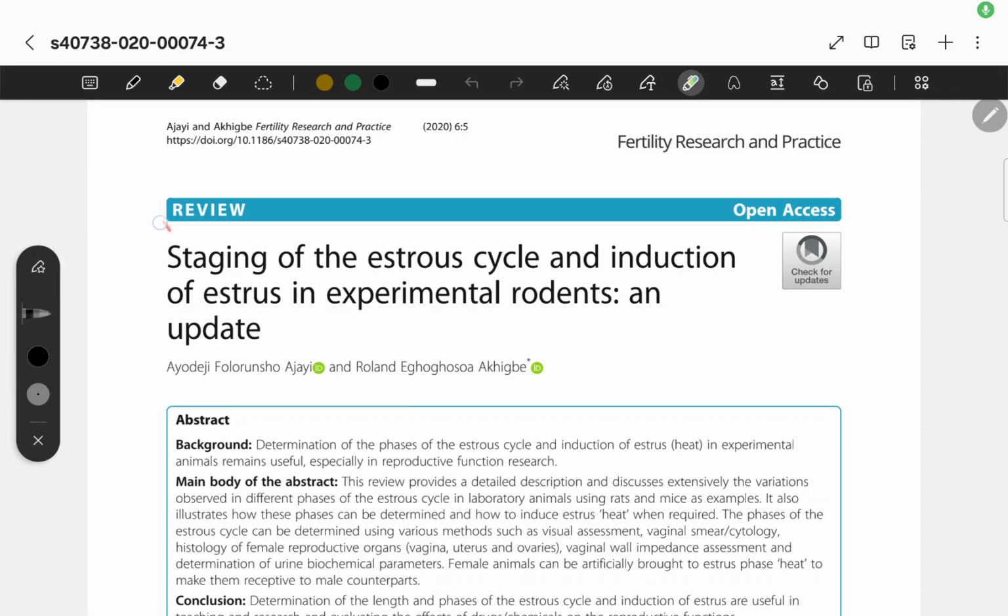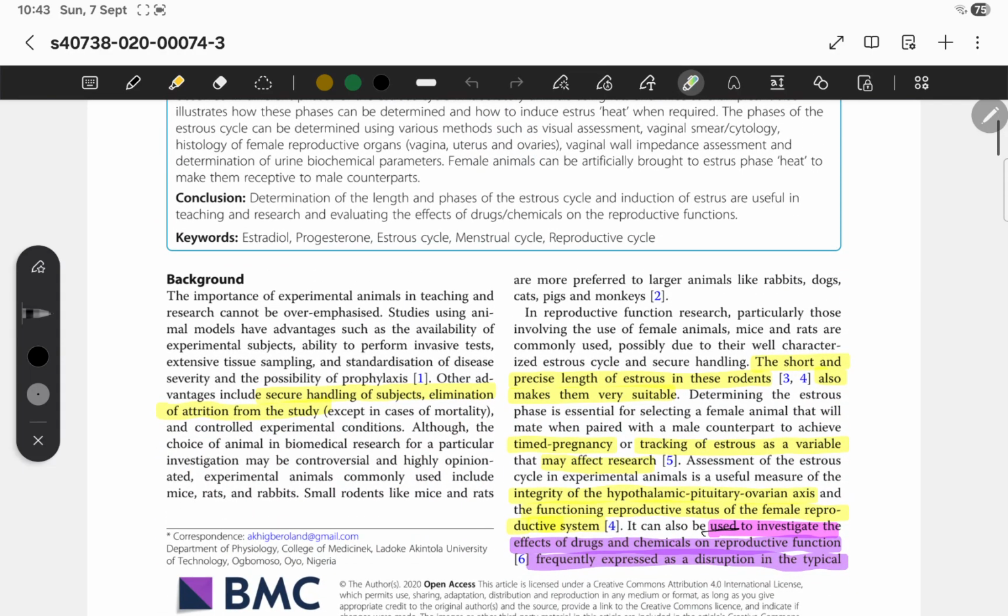So today we will be reading "Staging of the estrus cycle and induction of estrus in the experimental rodents, an update." There are advantages that include secure handling of subjects. We learn how to handle the subjects in a secure manner, elimination of attrition from the study, and control of environmental experiment conditions.